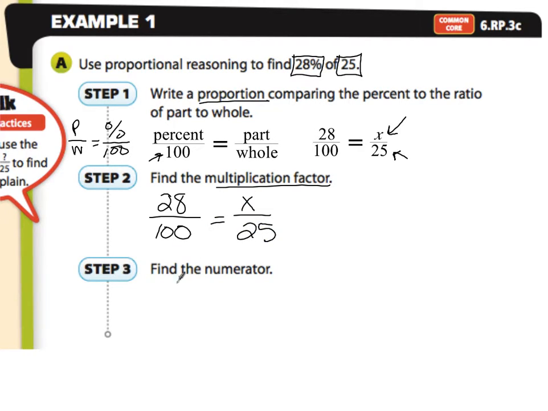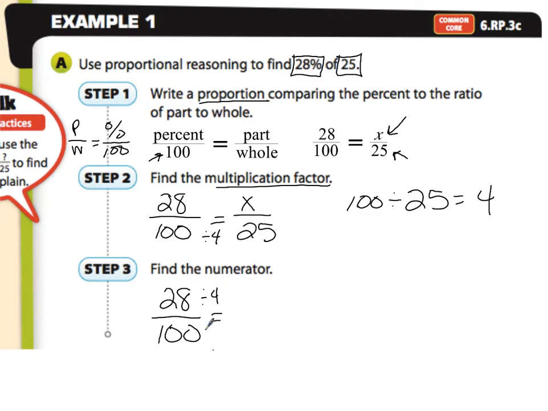And I want to know, how do I go? So I can actually go the other way. I can say, okay, I'm going from 100 to 25, so I'm actually dividing. Okay, so here, how do I go from 100 to 25? So I'm going to divide, and I figure out that that is 4. So I did 100, and I divided it by 4 to get to 25. And then I know that what I do to the bottom, I have to do to the top.